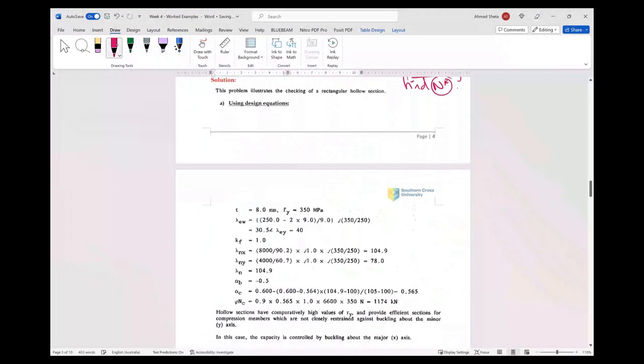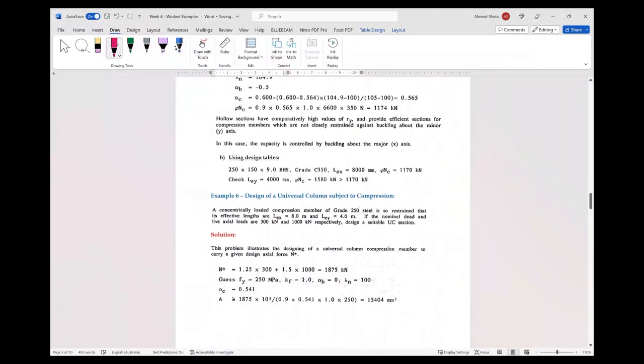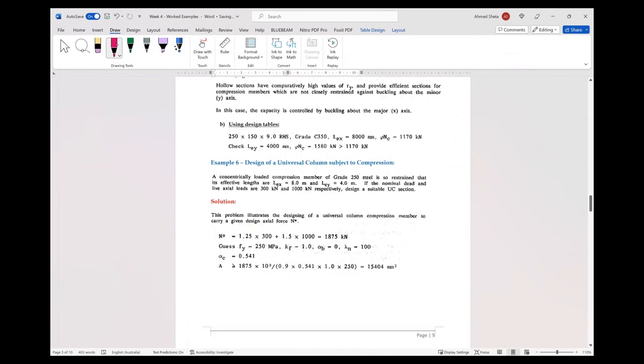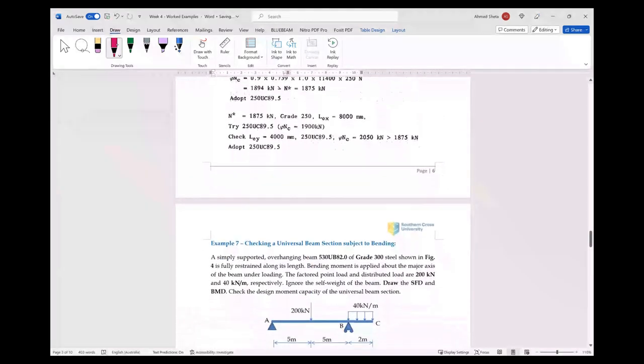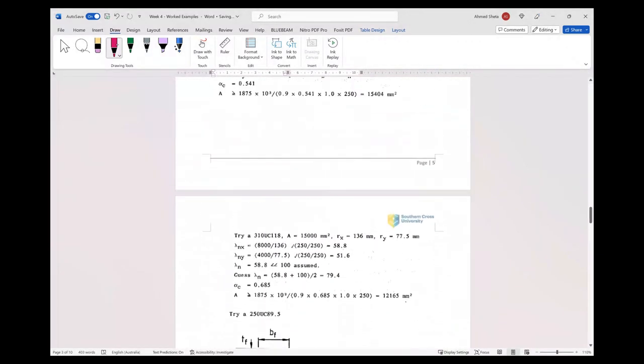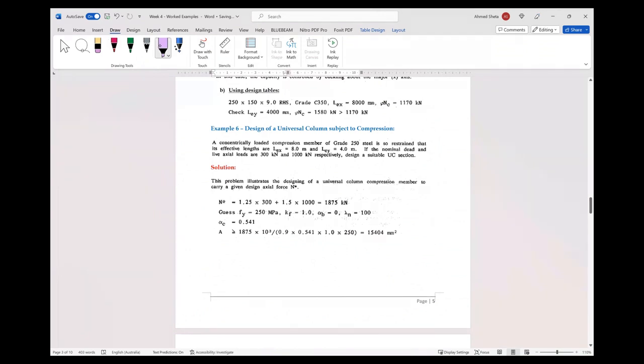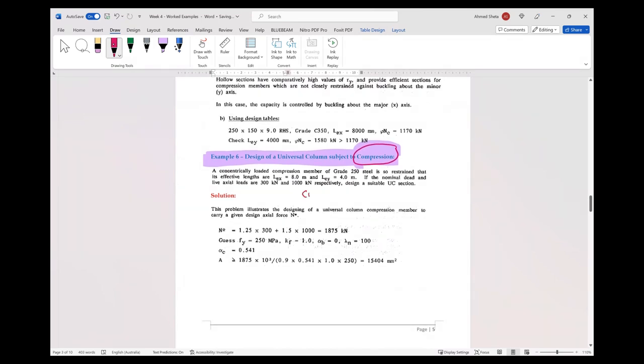So I will just jump on this one, and yes, we need to go to another one. Like this one. Here is a design example of a member under compression. Here, as you can see, the cross section is required. So you are required to find a cross section.